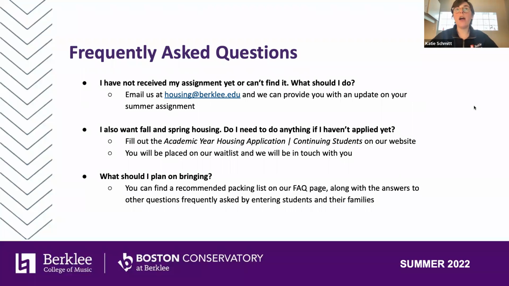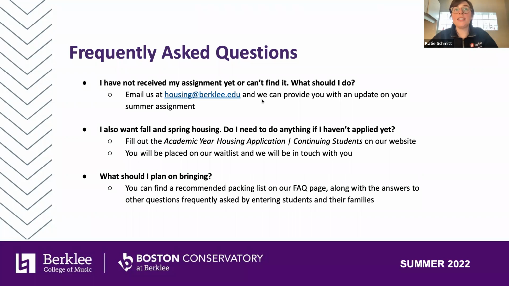A couple frequently asked questions about summer. So in case you have not received your assignment yet, or maybe you remember getting it and you can't find it, what should you do? If you just want to send us an email at housing@berkeley.edu, we can send you all of that information. If you are somebody who just recently applied, maybe within like the last week and a half, you likely got an email from us saying that we haven't assigned you yet and you're going to get your assignment closer to the 16th. So I do anticipate next week, for those of you waiting on an assignment, that we will have those all set.